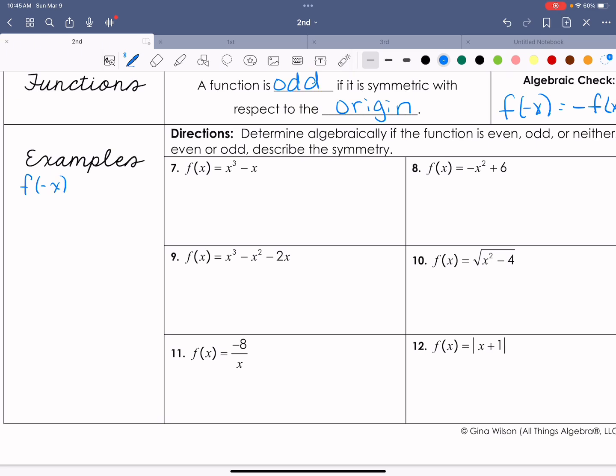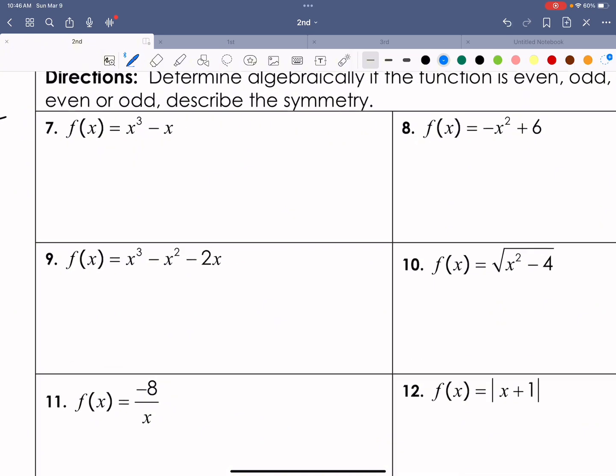What you get when you do this determines whether it's even or odd. If it matches f, your original function, or if it matches the opposite of your original. So first, let's go to number 7.